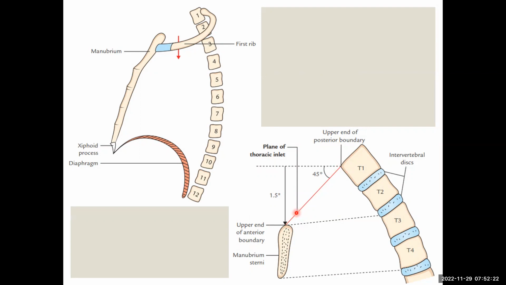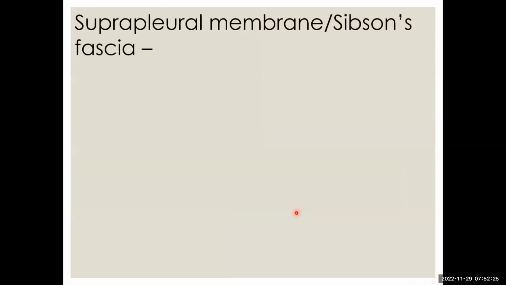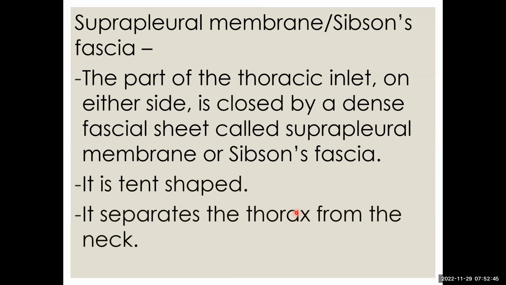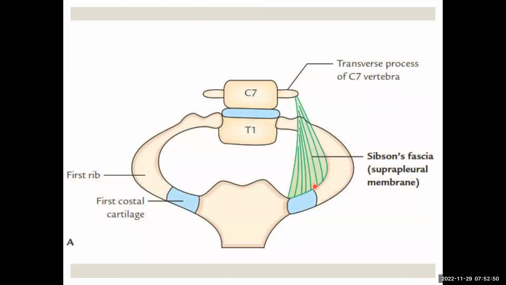And this inlet is closed partially by a membrane called the suprapleural membrane or Simpson's fascia. The part of the thoracic inlet on either side is closed by a dense fascial sheet called suprapleural membrane or Simpson's fascia. It is tent shaped. It separates the thorax from the neck. Here, partially the inlet is closed by a fascia which is called Simpson's fascia or the suprapleural membrane.